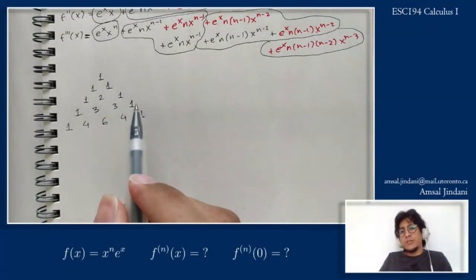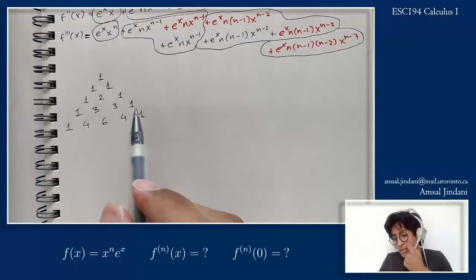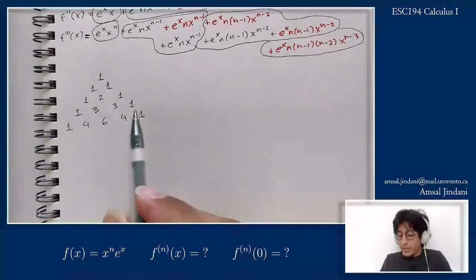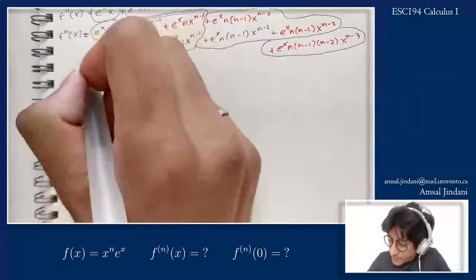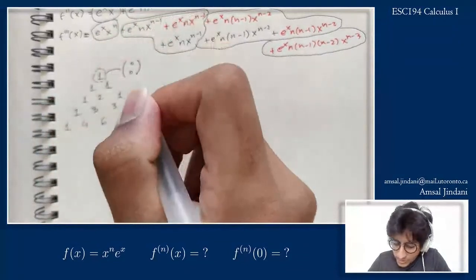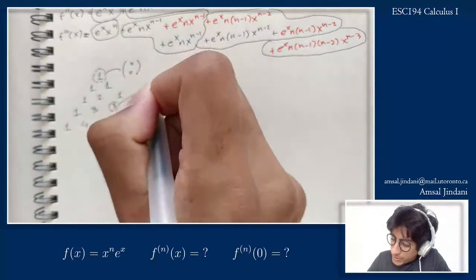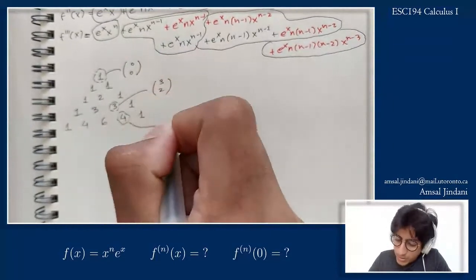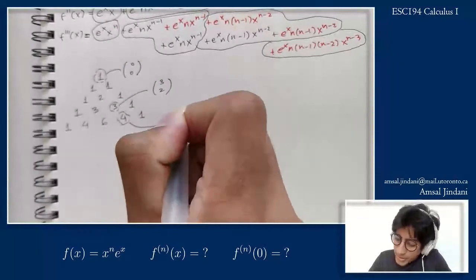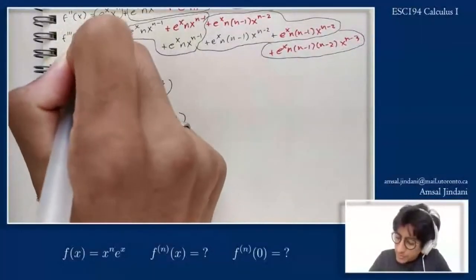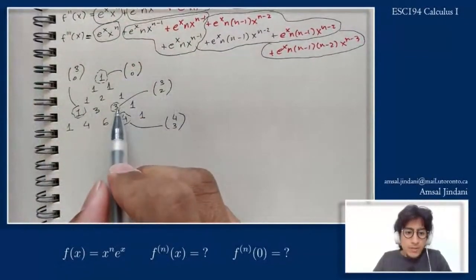Another way to look at binomial expansion is: how many ways can I choose B things out of a set of A things? So I'm just going to label some of these values. 0 choose 0. This value is going to be 3 choose 2. This value is 4 choose 3. And 3 choose 0.